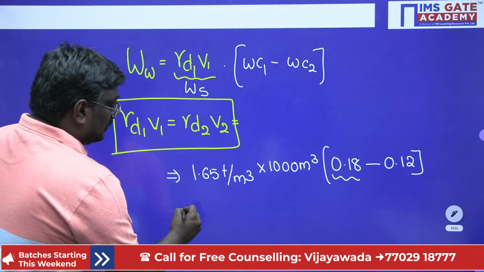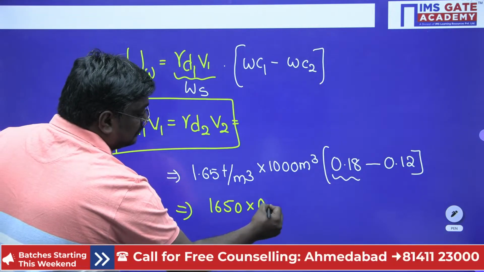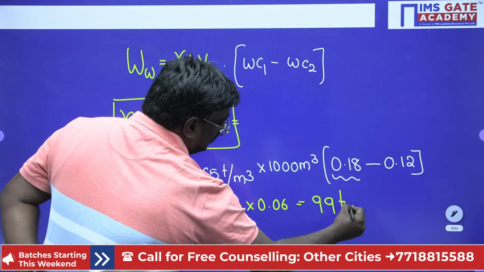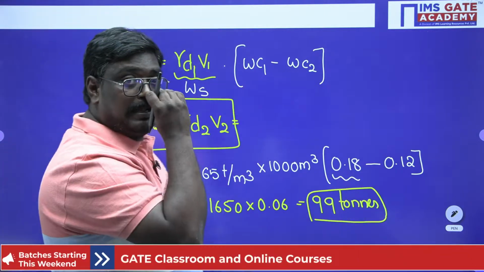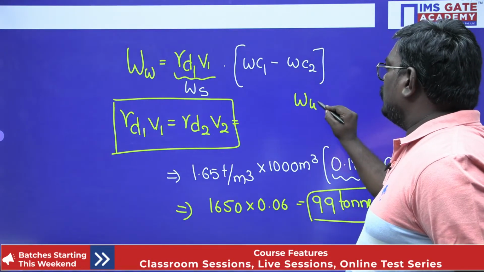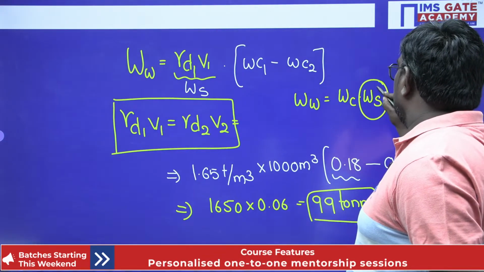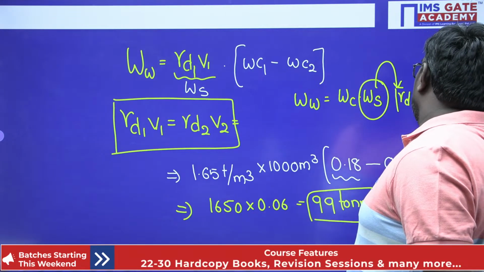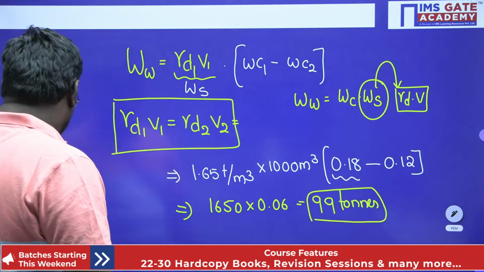If you solve this, this will be 1650 into 0.06, that will be 99. So this will be equal to 99 tons. So the extra amount of water to be added is 99 tons. The simple thing is, weight of water is equal to water content into weight of solids, and you can write the weight of solids as dry density into volume. If you solve this, you will get the weight of water. I hope you are clear with this solution.